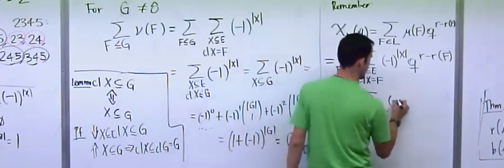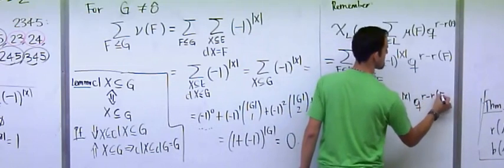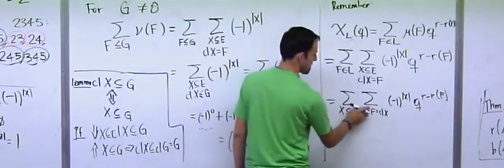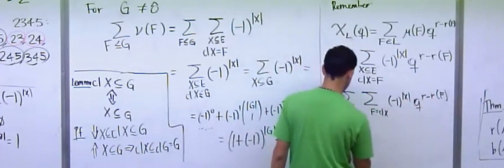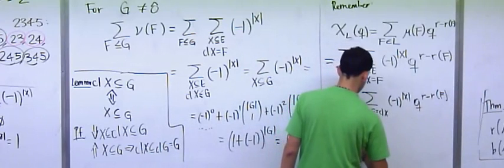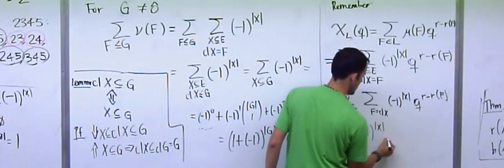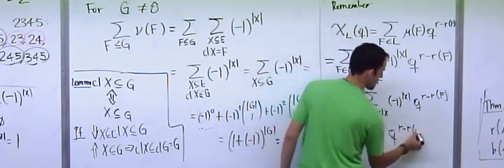And now you get minus 1 to the x, q to the r minus the rank of f. And now I say, well, I'm only summing over the one f, which is the closure of x. So all I'm doing is computing minus 1 to the x times q to the r minus the rank of f, where f is the closure of x.